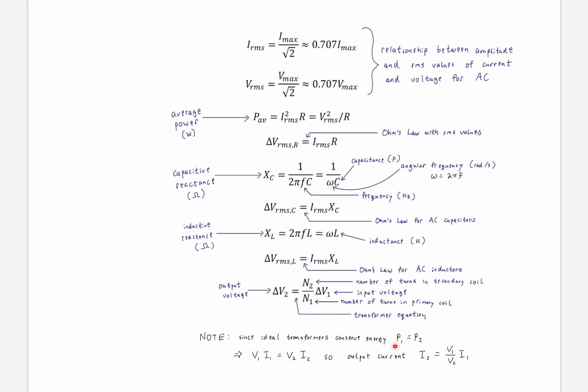And since that's the case, we can express the power as V1 I1 equals V2 I2. So that tells us that the output current must look like this, all right? It just naturally follows from the transformer equation above.